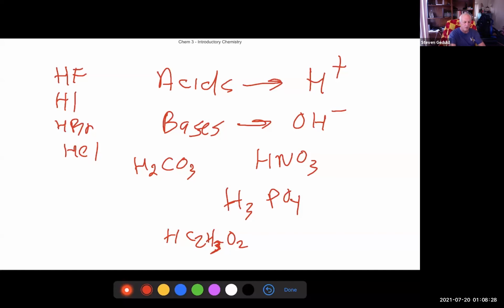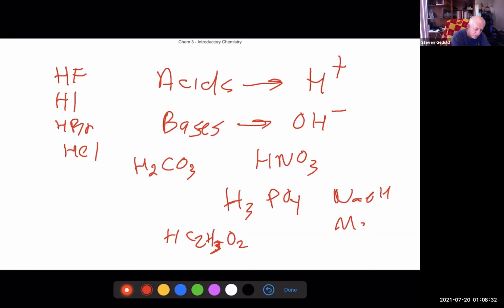Common bases like sodium hydroxide, magnesium hydroxide, calcium hydroxide, anything with OH is usually a base. Okay, so those are the Arrhenius definitions of acids and bases. What else do you want to cover?